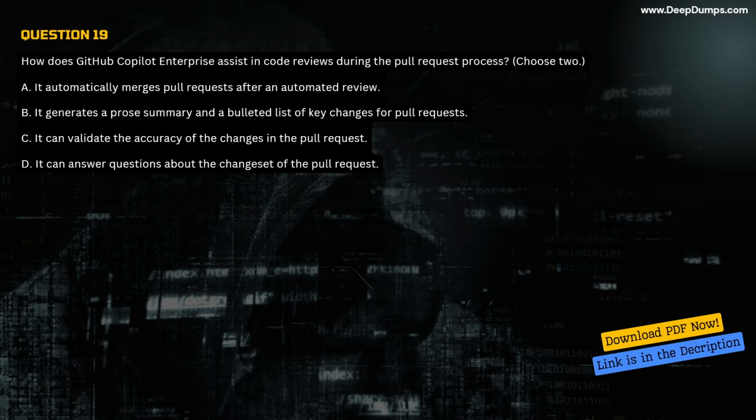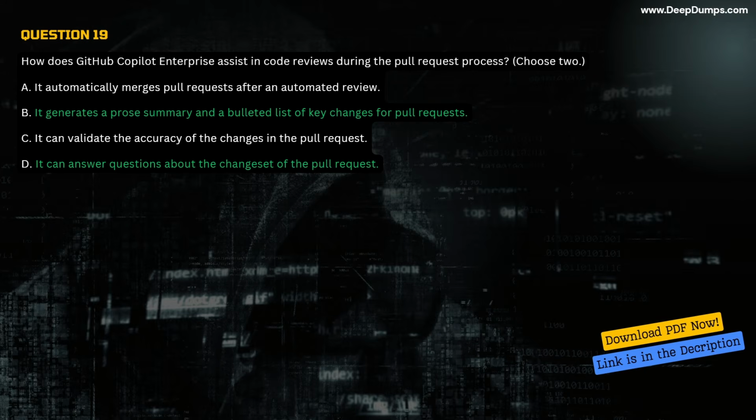Question 19. How does GitHub Copilot Enterprise assist in code reviews during the pull request process? Choose 2. A. It automatically merges pull requests after an automated review. B. It generates a prose summary and a bulleted list of key changes for pull requests. C. It can validate the accuracy of the changes in the pull request. D. It can answer questions about the change set of the pull request.